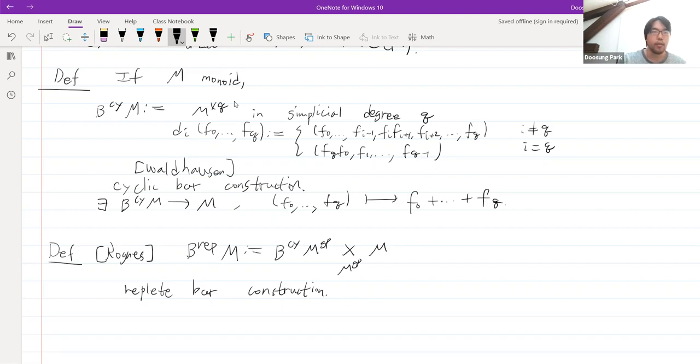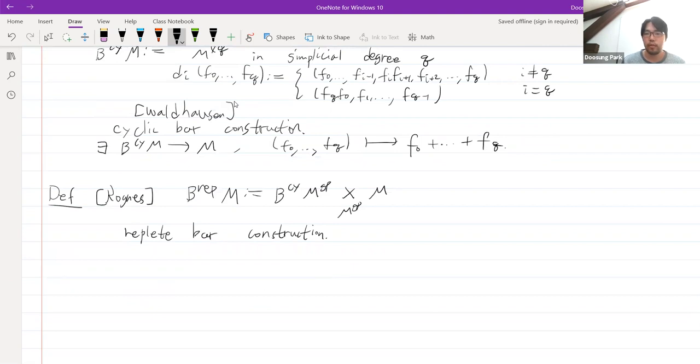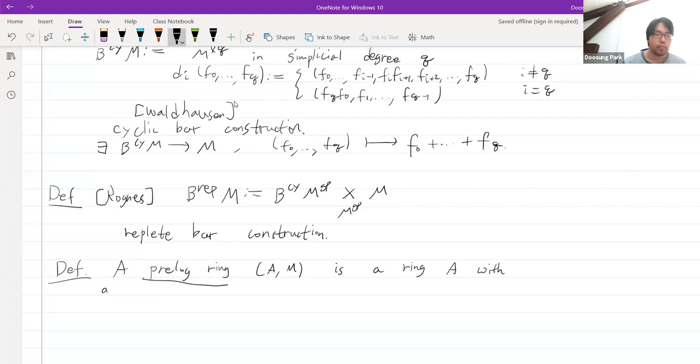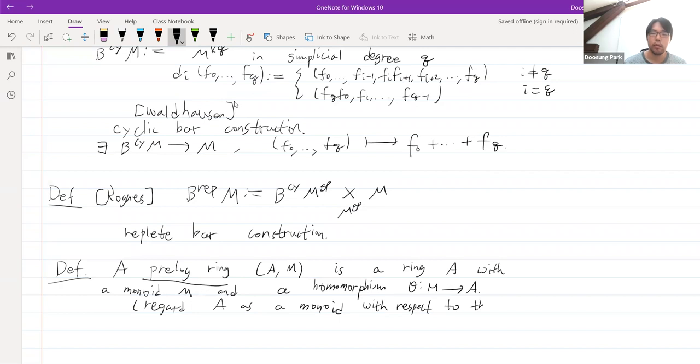Okay, and then Rognes has defined THH for pre-log rings. So I will explain the definition. A pre-log ring (A, M) is a ring A with a monoid M and a homomorphism from M to A. And here, we regard A as a monoid with respect to the multiplication.